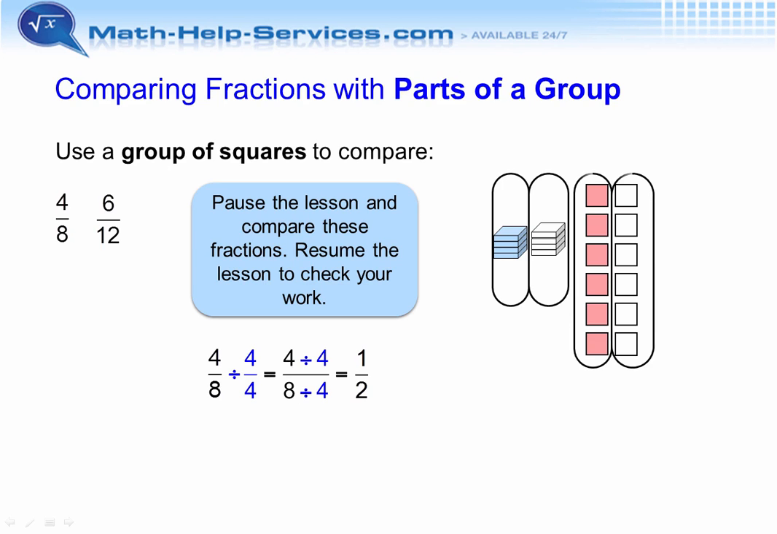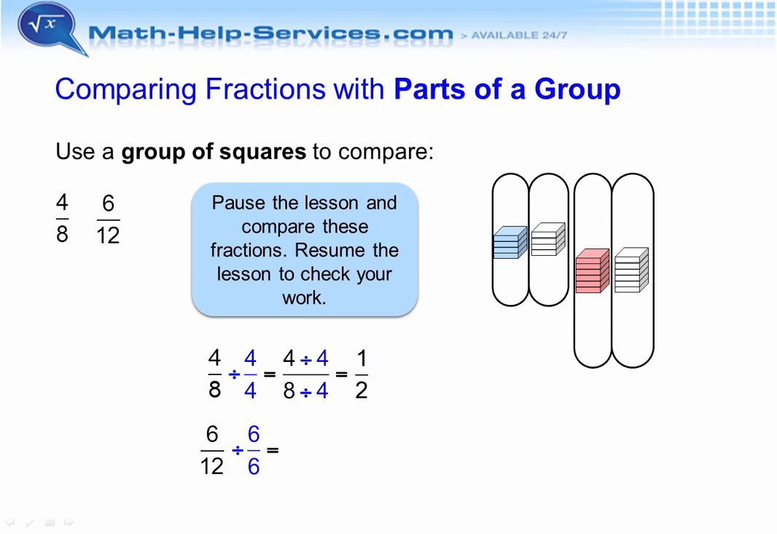And now for this one. Notice we can group this one into 2 groups as well, and we get 1/2 as well. So 6/12 divided by 6/6 is 1/2. So comparing, we see they're equivalent. So 4/8 equals 6/12. Notice in the first grouping, when we combine them together, we had 4 in each group. And that's why with 4/8 we divided by 4/4, because there were 4 in each group when we combined. In the second grouping, there were 6 in each group when we combined, and that's why we divided by 6/6.